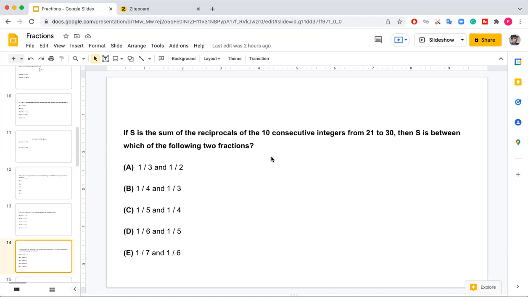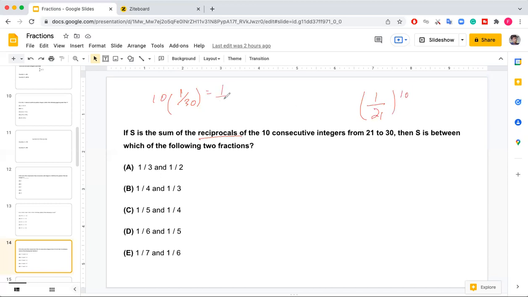Yes, because there's a concept of maximum and minimum. In that concept, you always consider the worst case scenario. So what is the worst case, the minimum possible value? The smallest value in this is 1 over 30, because we are taking the reciprocals. Let's suppose all 10 values are 1 over 30. Likewise, what is the maximum value? The worst case scenario for the maximum is 1 over 21, all of them being 1 over 21.